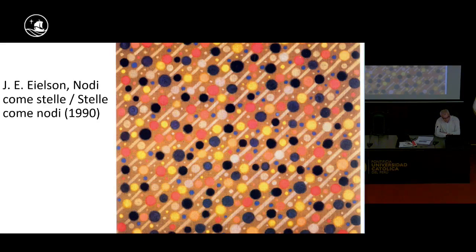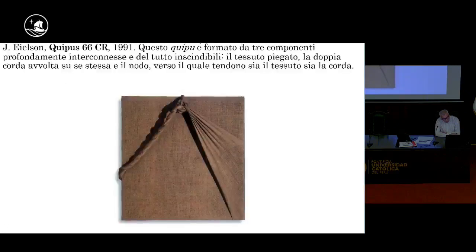Here you have a quipu formed up by three components which are profoundly interconnected and which cannot separate. You have the textile with a warp, then you have the double string like a braid, which is intertwined into itself, and then you have the knot. At the same time the textile and the string go to form these knots.